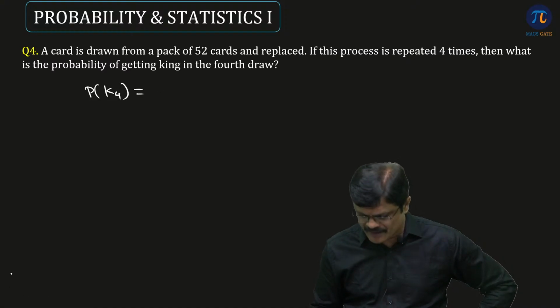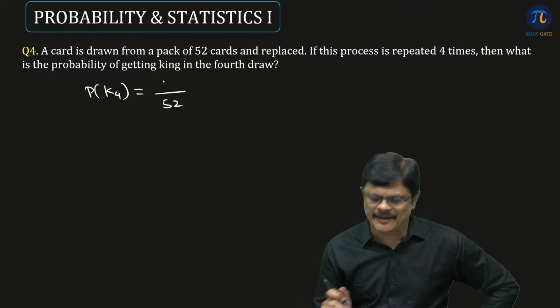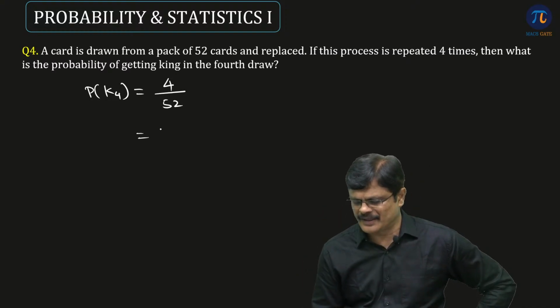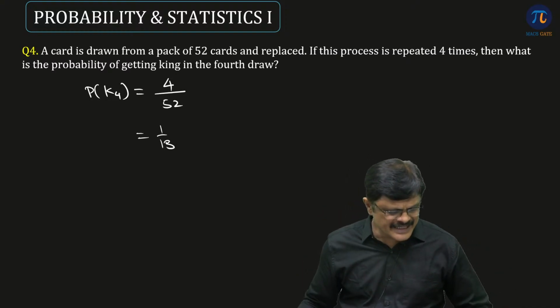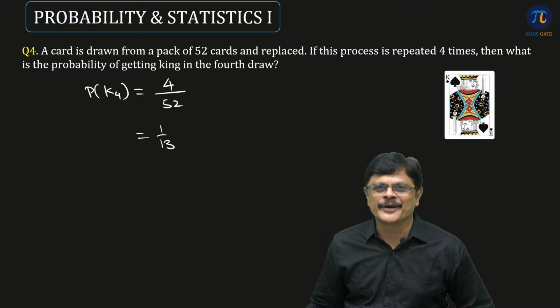Total how many? 52. Out of 52, how many are kings? Because all the kings are very much available. So 4 by 52. That is 1 by 13. Is the idea clear? Very good. You want a king.